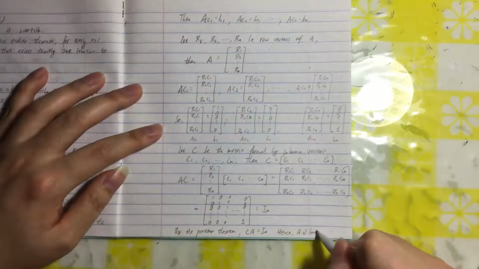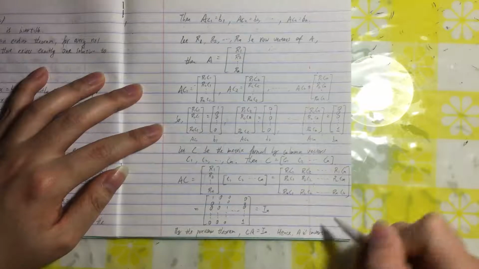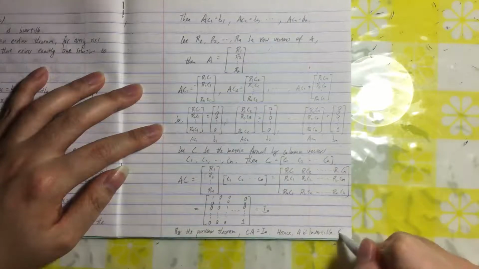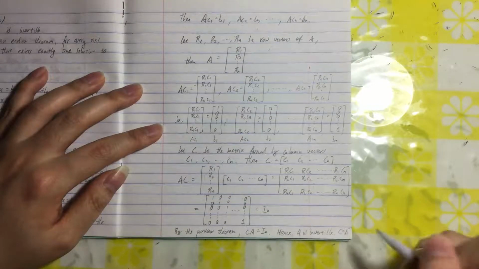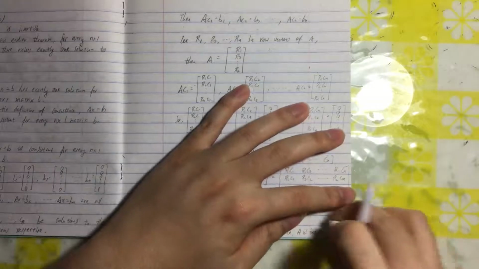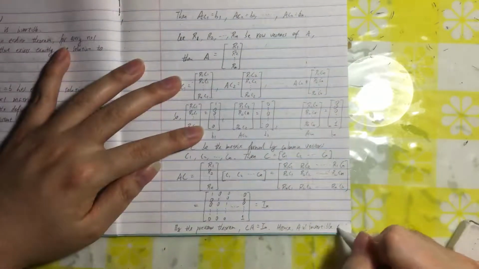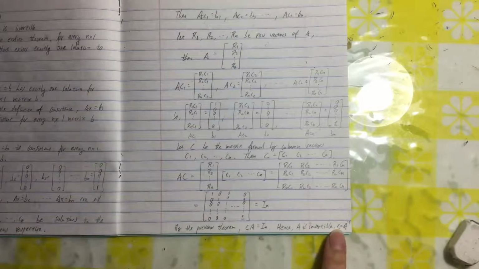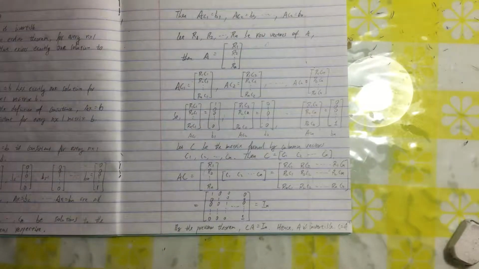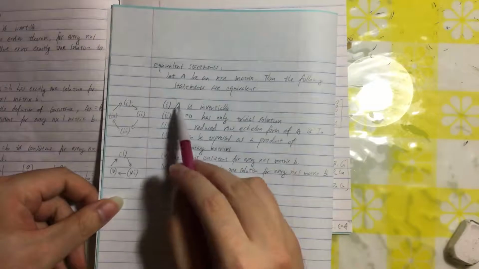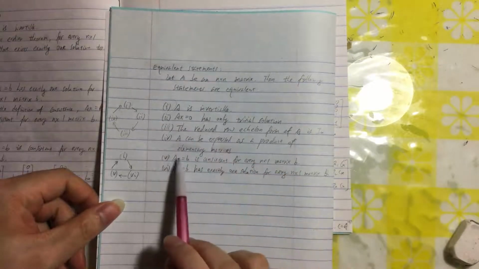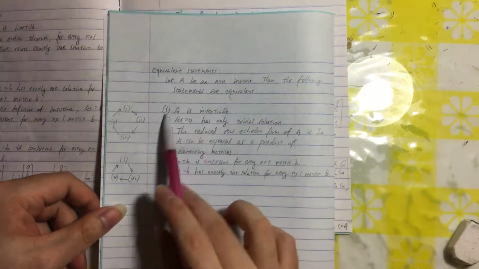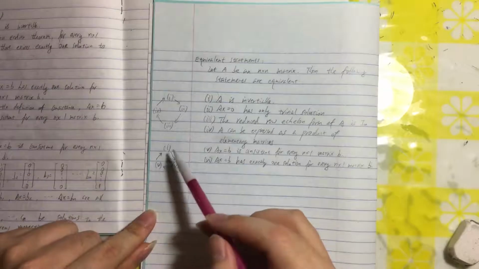Hence, A is invertible and C is the inverse of A. That proves statement 1. Statement 1 says A is invertible. So we assume statement 5 proves statement 1. That means 5 implies 1.